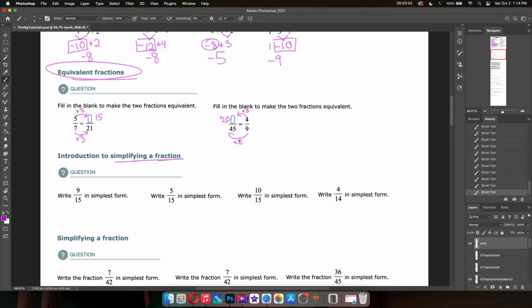Now, for this one right here, simplifying a fraction, there's actually a button for this on the calculator, and that's what I wanted to talk about for these couple of topics. On your calculator, you might have to find it, but you're going to find a button that looks like this. It's called the ABC button.